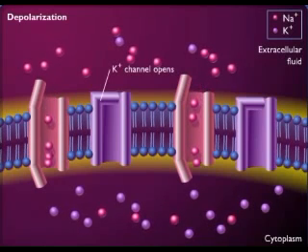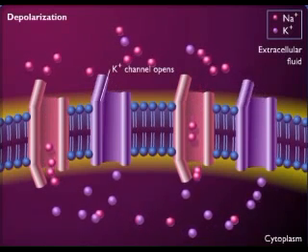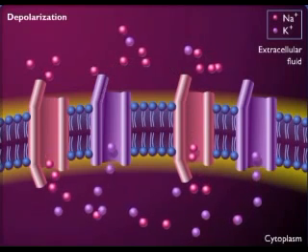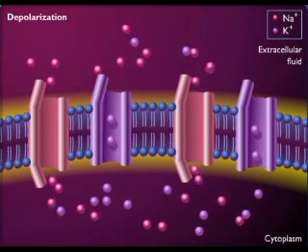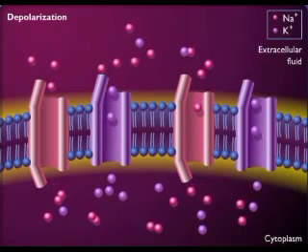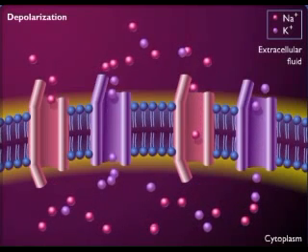Voltage-gated potassium ion channels also begin to open, but more slowly. Therefore, depolarization occurs because more sodium ions diffuse into the cell than potassium ions diffuse out of it.